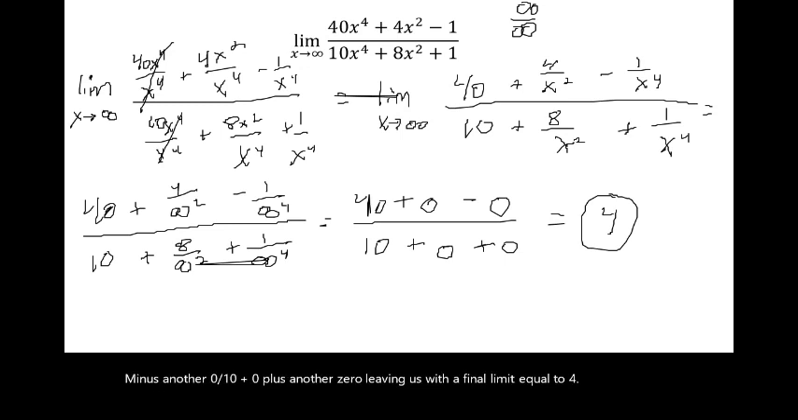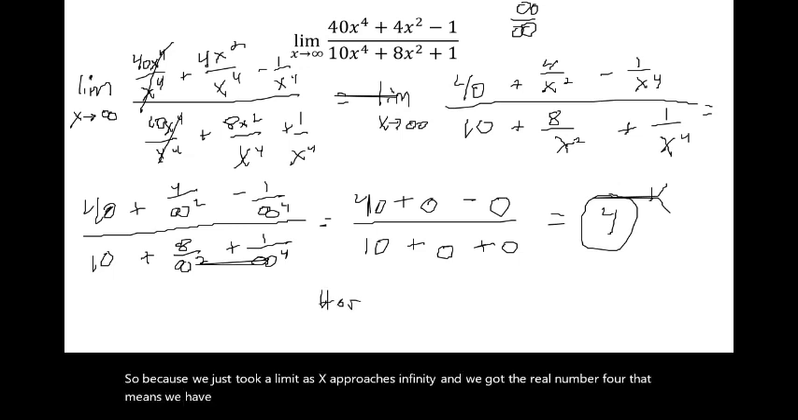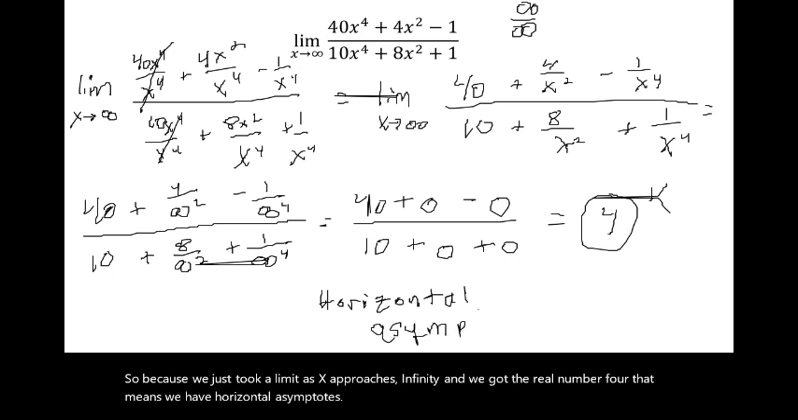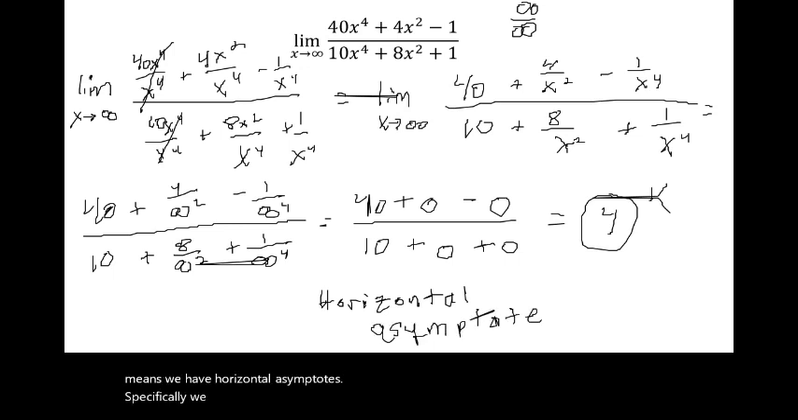So because we just took a limit as x approaches infinity and we got the real number 4, that means we have a horizontal asymptote. Specifically, we have a horizontal asymptote at the line y equals 4.